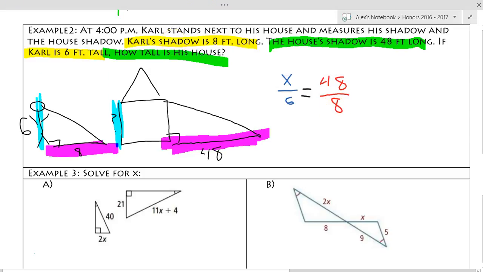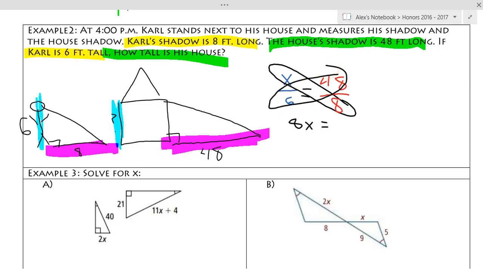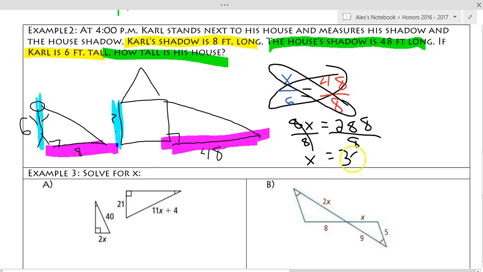And now I'm just using my cross product property. 8x equals 6 times 48. And 6 times 48 is 288. And again, this is multiplication, so I'm really just going to divide here to get rid of that 8. On this side, 8 divided by 8 is 1, so I'm left with simply 1x. 288 divided by 8 is 36. Again, don't forget your units. This is a real world problem, so this is 36 feet.